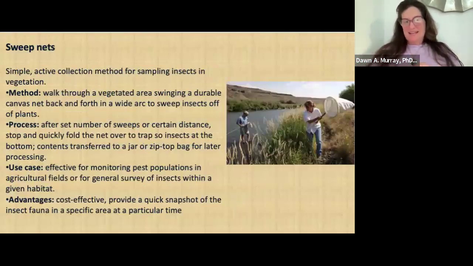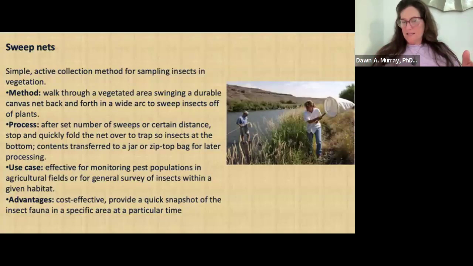Another is sweep nets. Okay, so this is also fun. You see this big net. This is a simple way of actively collecting insects in vegetation. You basically walk through a vegetated area and you swing this canvas net back and forth in a wide arc and you sweep insects off of plants.